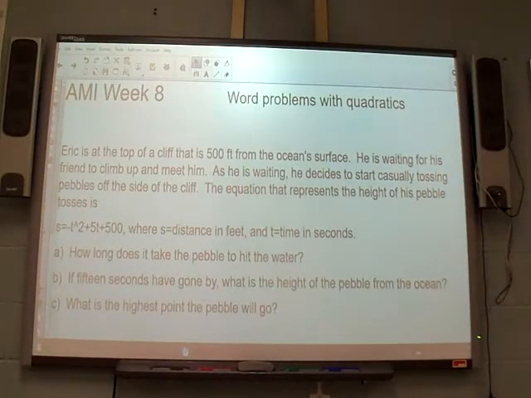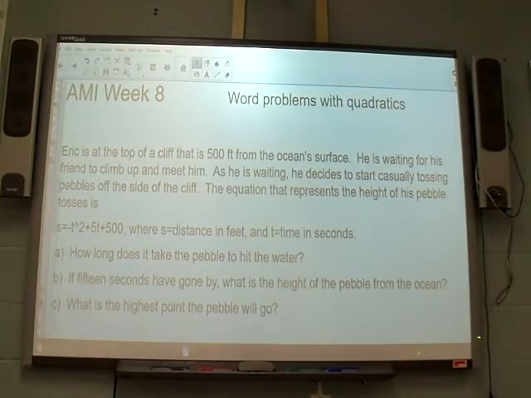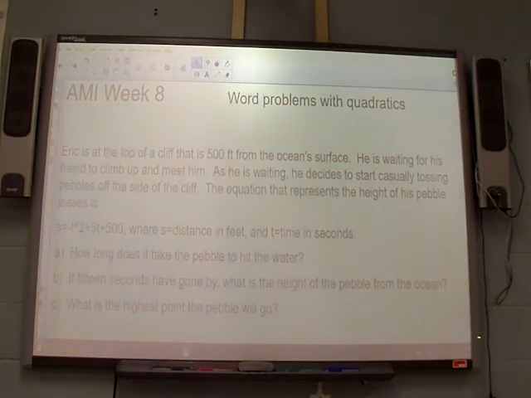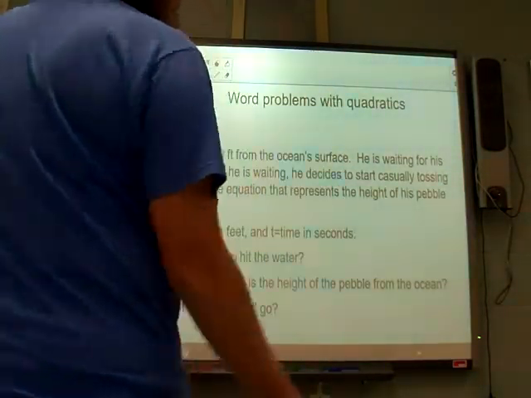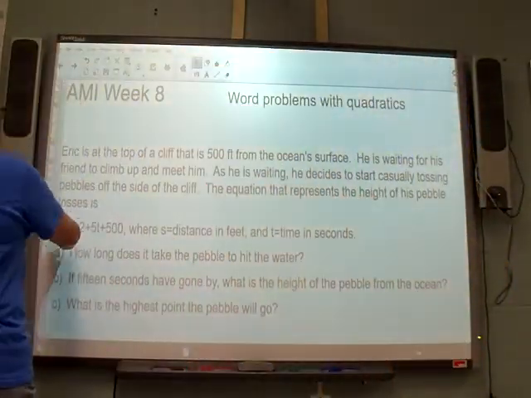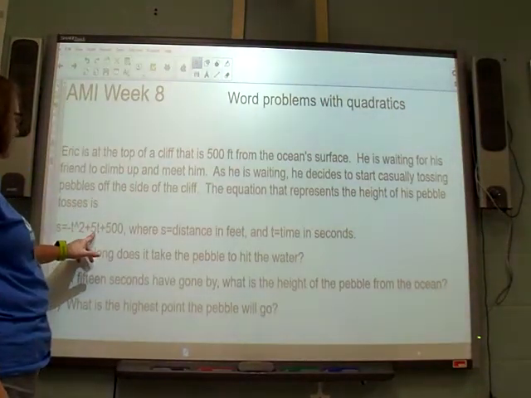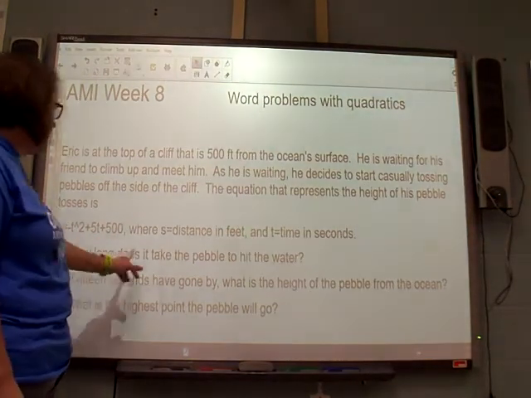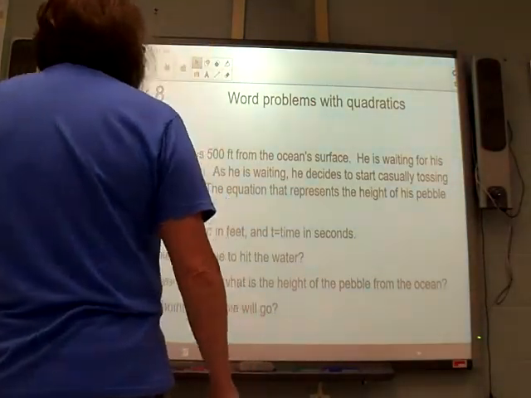So we've got Eric up at the top of a cliff that's 500 feet from the ocean surface, and he's waiting on his friend to climb up and meet him. As he's waiting, he decides to start casually tossing pebbles off the side of the cliff. The equation that represents the height of his pebbles, so he's not just throwing them straight down, he's tossing it, so it's going up and then coming down. It's making that big parabolic shape. The equation that represents the height of his pebbles is S equals negative t squared plus 5t plus 500. S is the distance in feet, so that's how high it is up. T is the time in seconds.